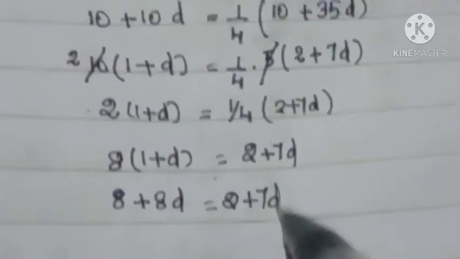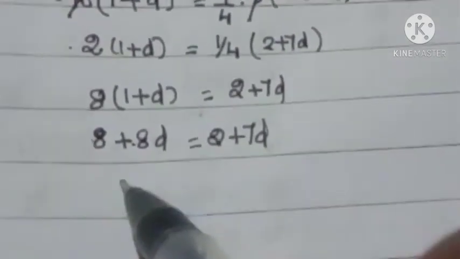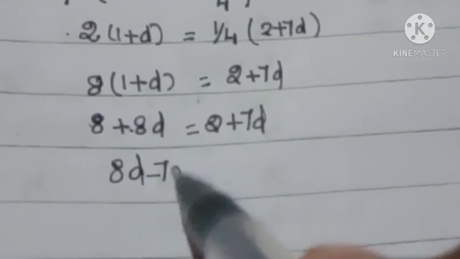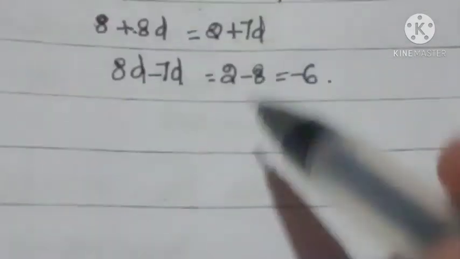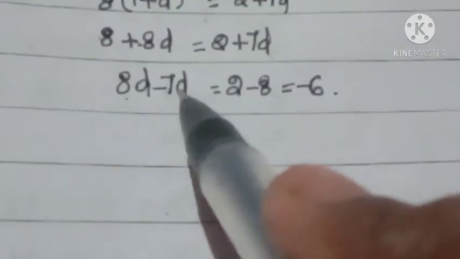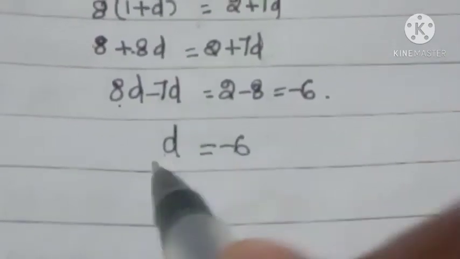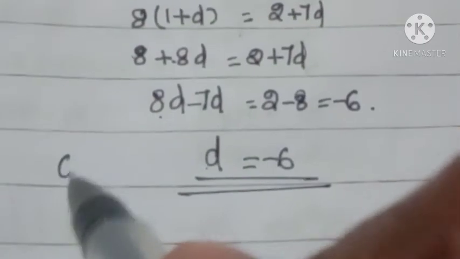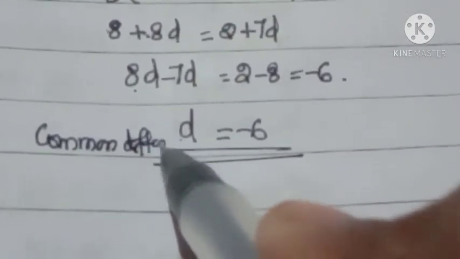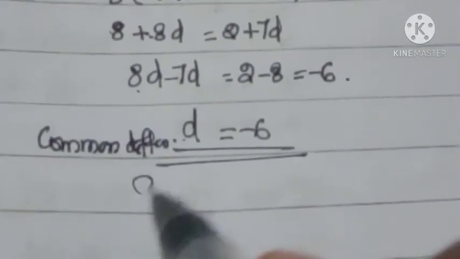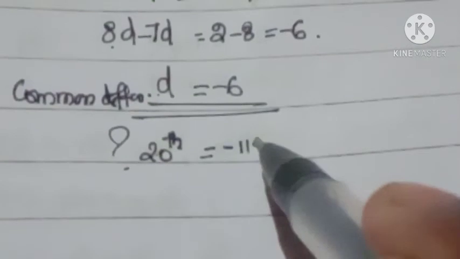plus 7D. Now take this D term to one side and 8 to the other side. So 8D minus 7D is equal to 2 minus 8. 2 minus 8 equals minus 6. 8D minus 7D is 1D, or D is equal to minus 6. What is D? D is the common difference. So our question is to show that the 20th term is equal to negative 112.